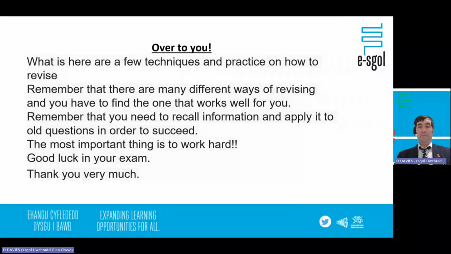Right. So that's gone a little bit longer than I had anticipated. Sorry, but what we've done here is a few techniques and a bit of practice. There are many different ways of revising, and remember, you need to find one that works effectively and well for you. Okay, and that's not just reading your notes. That's a good top up, but it's not actually moving information from your short term to your long term memory. Remember that you need to recall information.